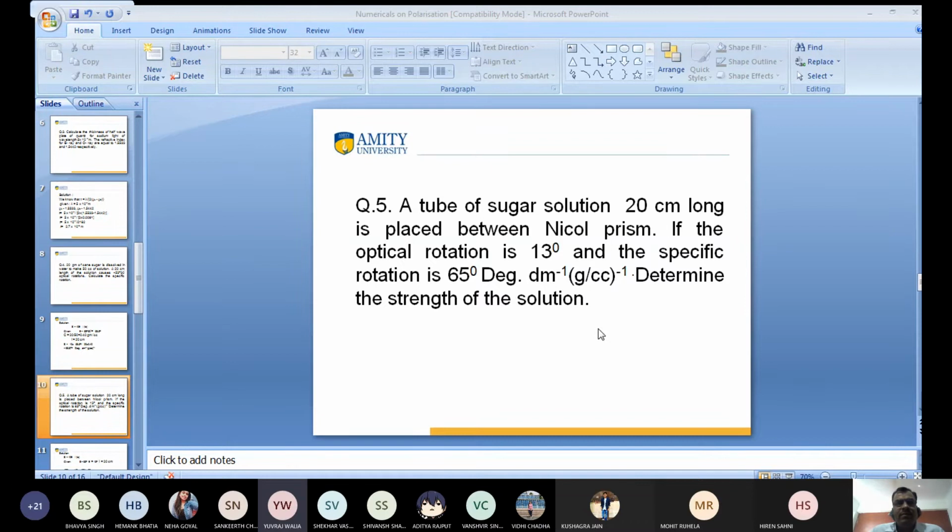Sir, C is equal to 0.1 gram per centimeter cube. I don't know. Sir, 10 gram per ml is coming. 10 gram per ml, 0.1 gram per centimeter cube. Sir, 0.1 gram. Okay. Good.